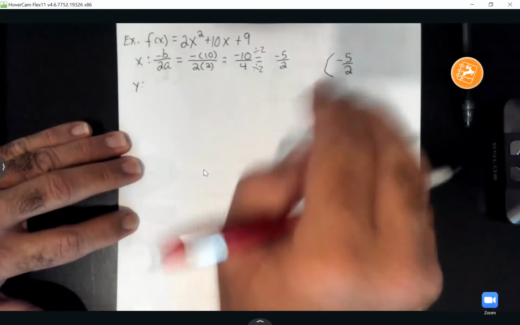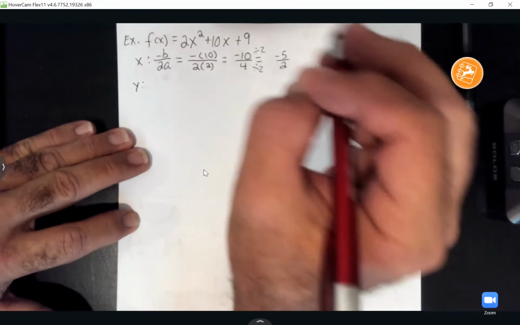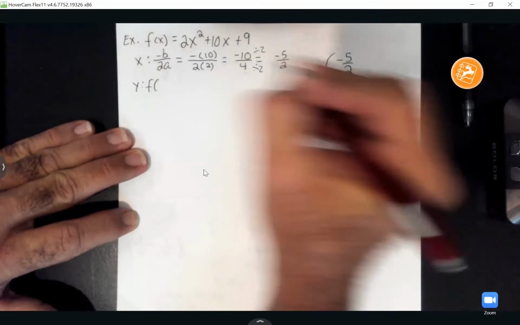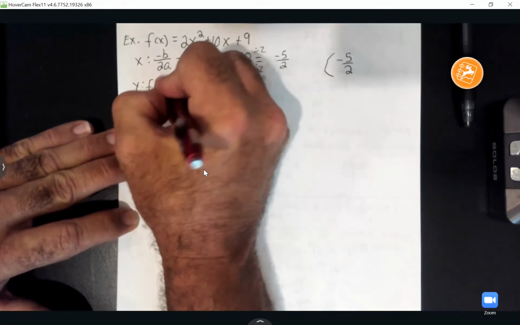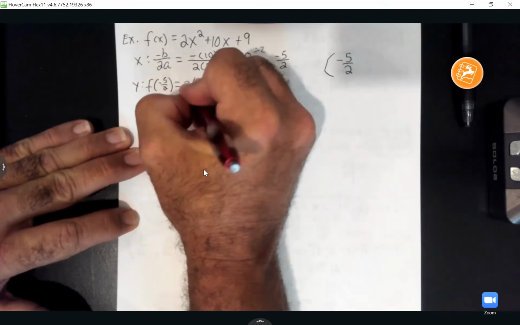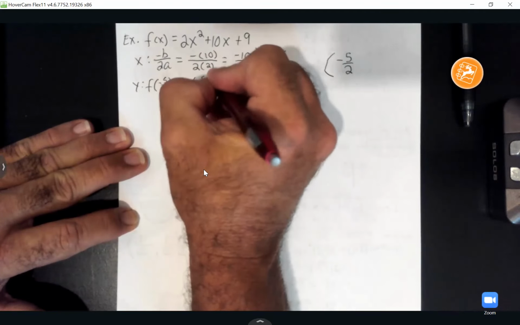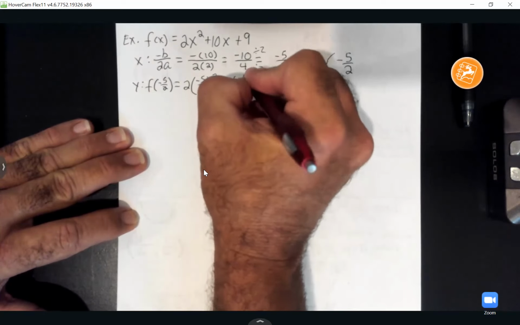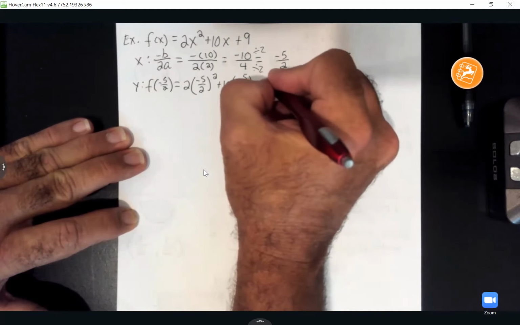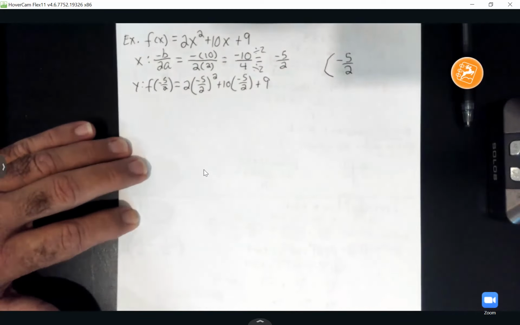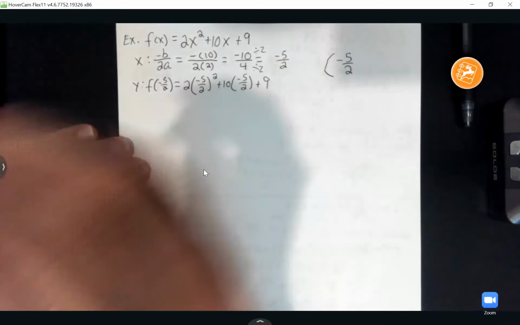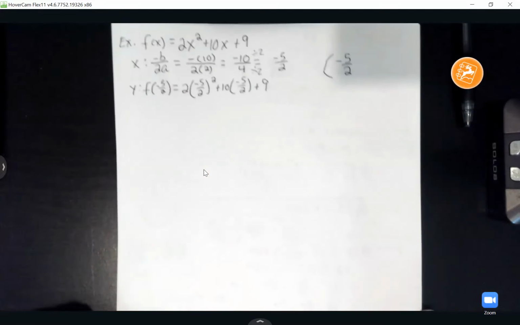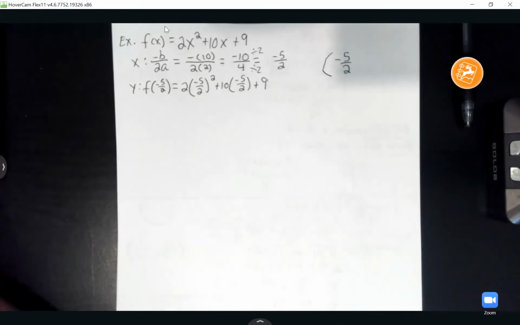Now for the Y value, I'm just going to plug that in and use my calculator instead of doing this by hand. So I'm finding F of that negative 5 halves. That's going to equal 2 times negative 5 halves squared plus 10 times negative 5 halves plus 9. All righty, y'all. So I'm just plugging that in on my calculator this time. So let me go to my calculator on here.